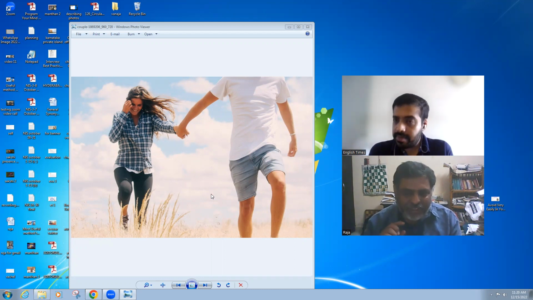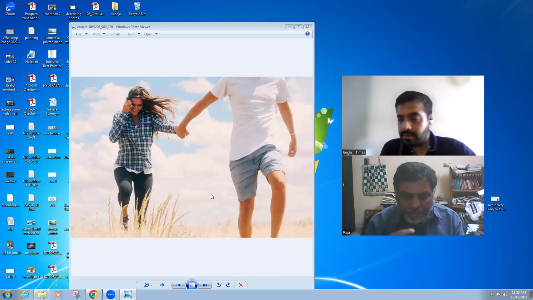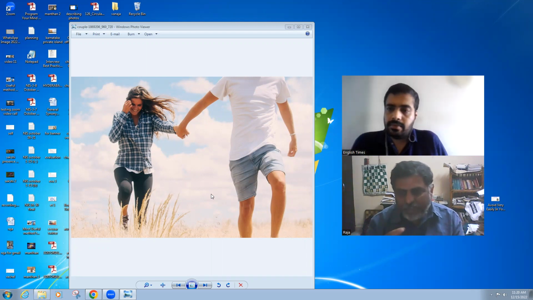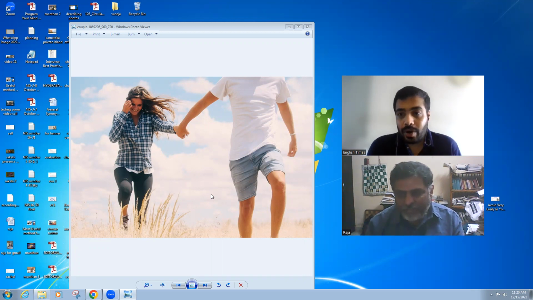Another thing is, they are taking a morning walk. Again, we don't know if they are absolutely taking a morning walk or not. So you can say it seems that this couple is taking a morning walk. It seems as though this couple is taking a morning walk.